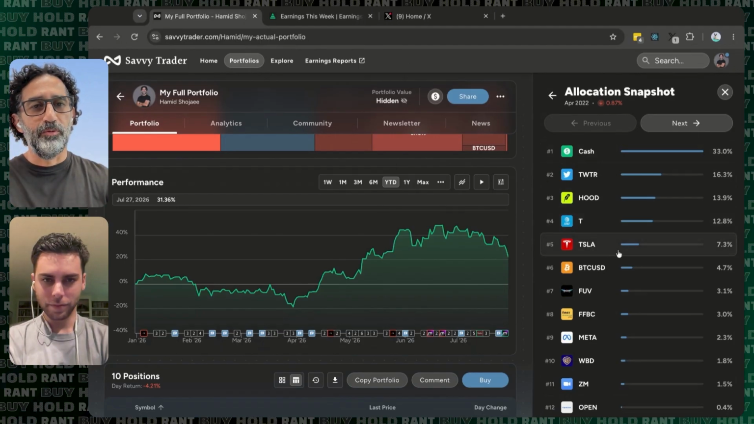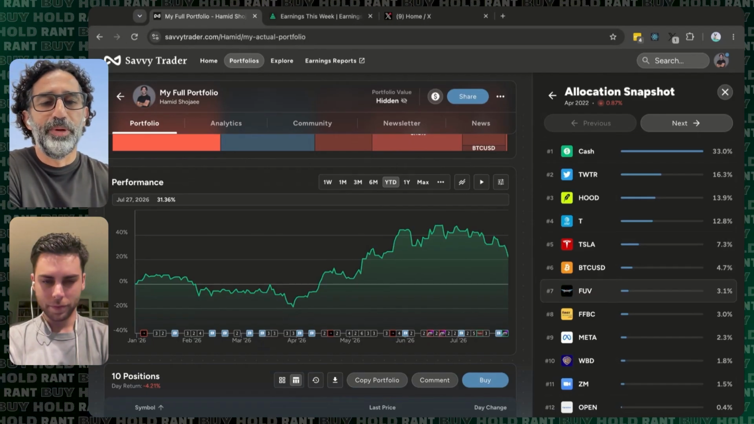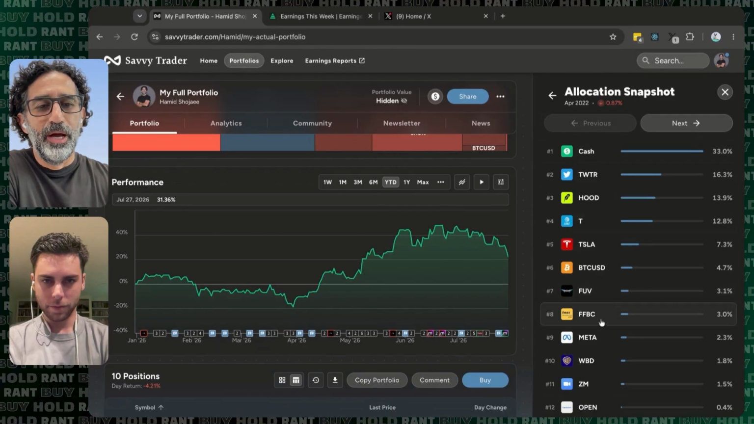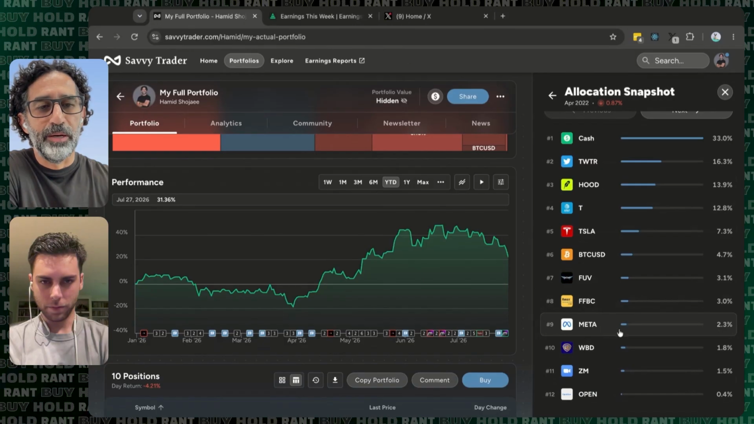A significant portion of my portfolio was in Tesla. FUV was Arcimoto, that EV company that basically went bankrupt. That was a bad bet. But FFBC was also a cash alternative. This was another company that, similar to AT&T, was giving roughly 5% dividend. And I was starting to build my Meta position.